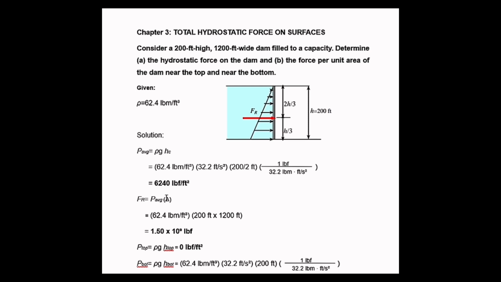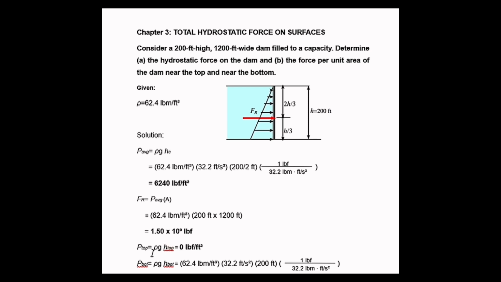Then, the resultant hydrostatic force acting on the dam becomes: the resultant force is equal to the average pressure multiplied by our area. Since we already have the average pressure, which is 6,240 pound force per square feet, multiplied by our area, which is 200 feet by 1,200 feet, and plugging it into our calculator, we get 1.50 times 10 raised to 9 pound force.